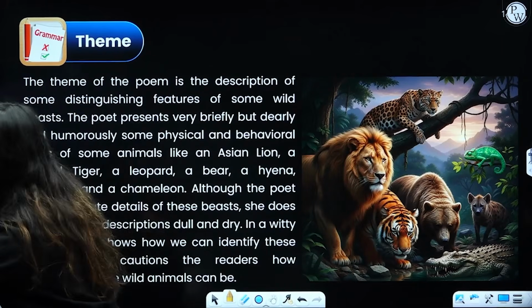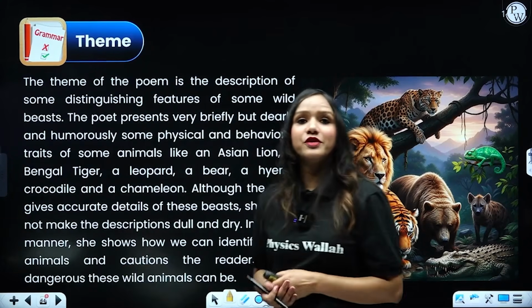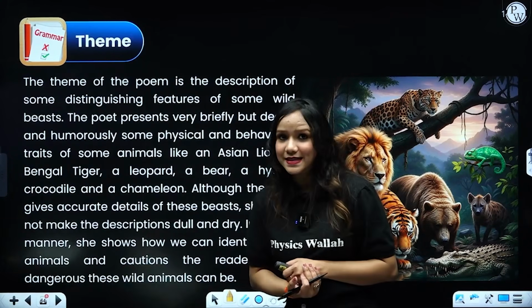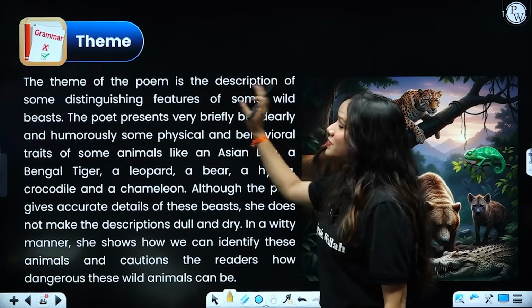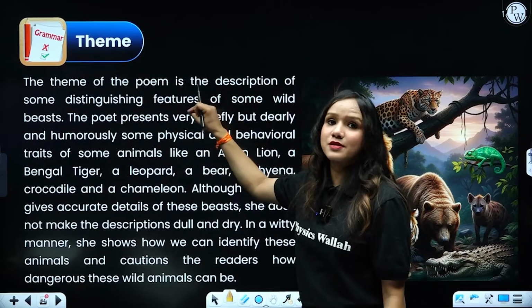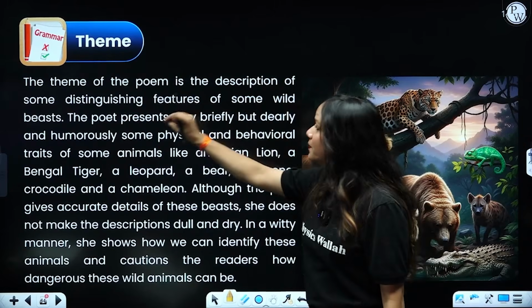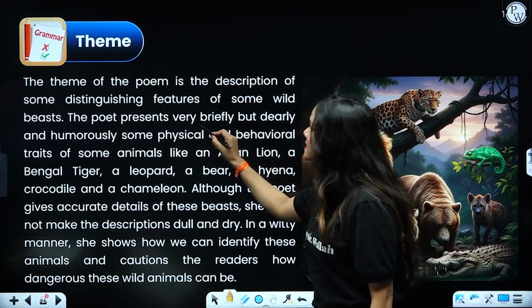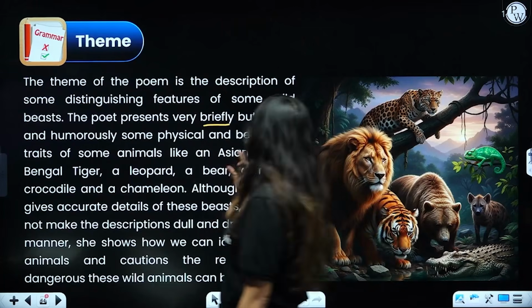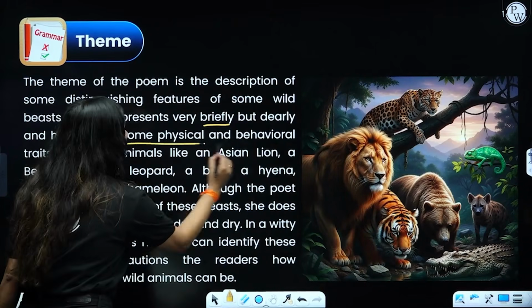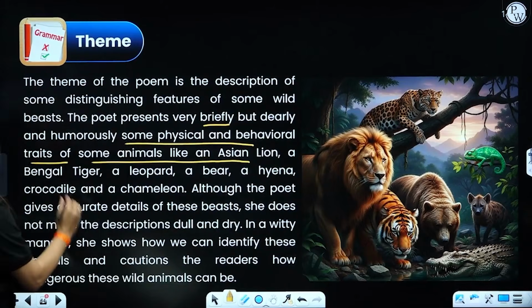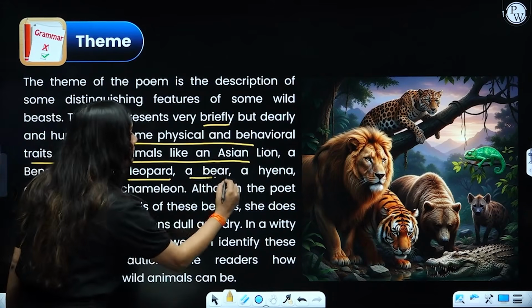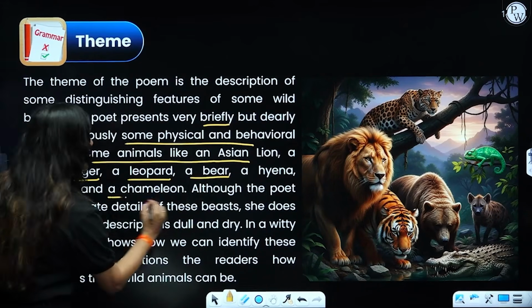Got it? Now we got to know the theme of the poem, which is entirely different from the rest of the lessons that we have already studied. What's that? Let's have a look at that. The theme of the poem is a description of some distinguishing or distinctive features of different wild animals. The poet presents very briefly, very simply, and in a very crisp manner some physical features and behavioral traits or patterns of the Asian lion, Bengal tiger, leopard, bear, hyena, crocodile, and a chameleon.